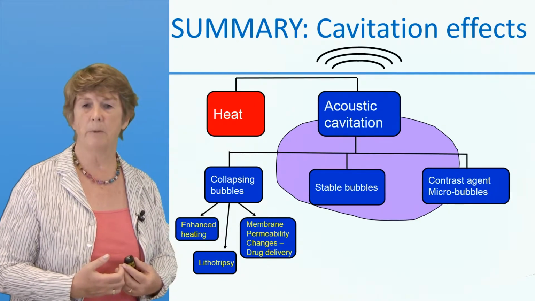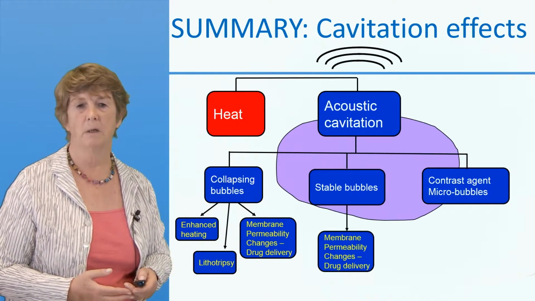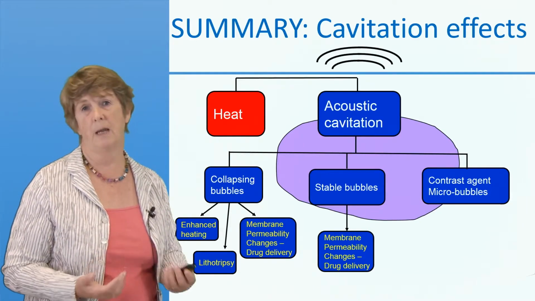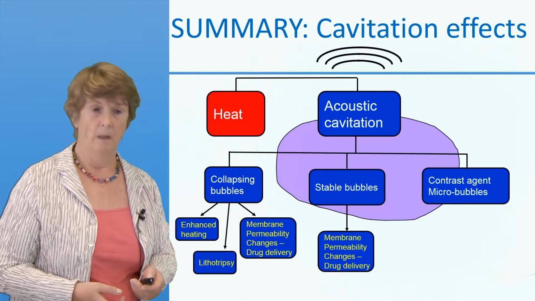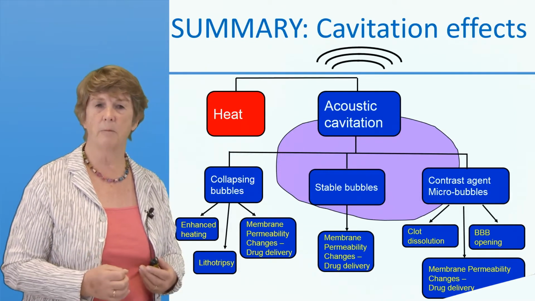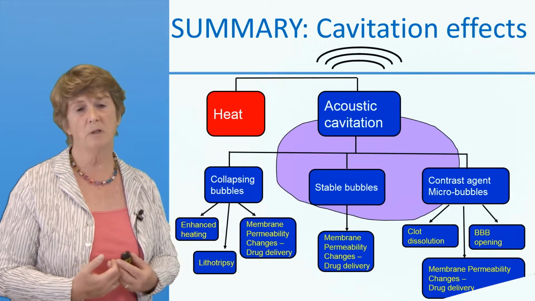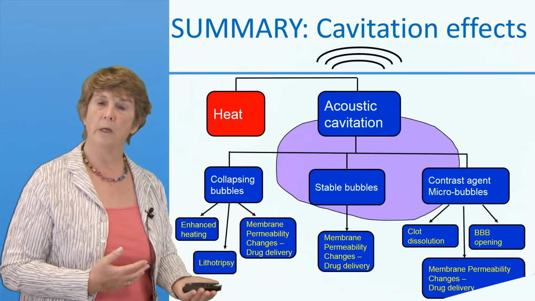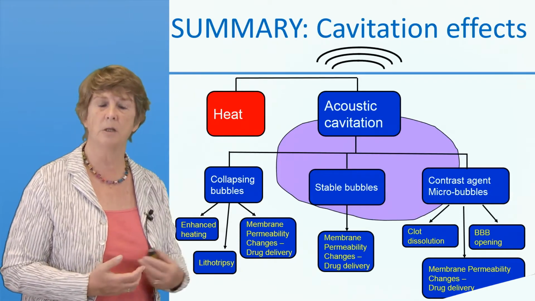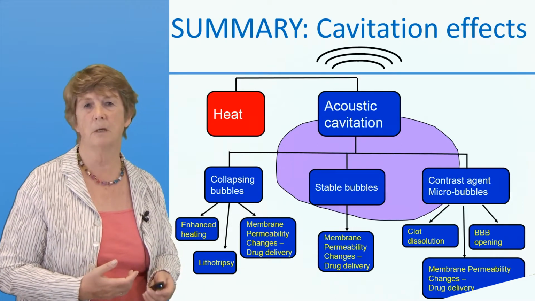We know we get membrane permeability changes, and collapsing bubbles are used for stone destruction in lithotripsy. With stable bubbles, the primary thing that happens is that we get membrane permeability changes, which allows us to enhance drug delivery. And with the contrast agents, we can increase the amount of streaming we get. So we have an existing microbubble, and we can use the streaming around that existing microbubble, for example, to dissolve clots. We can use those bubbles to open the blood-brain barrier because we know that we can change the permeability of blood vessels, and we can change the permeability, for example, of tumor vessels to enhance drug delivery.